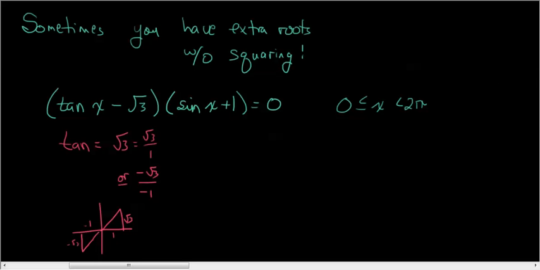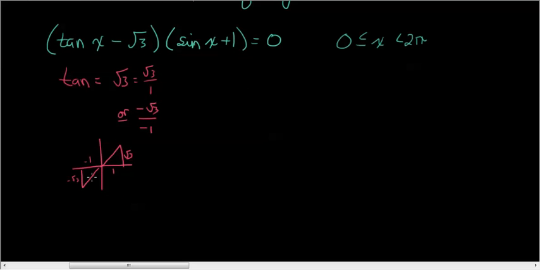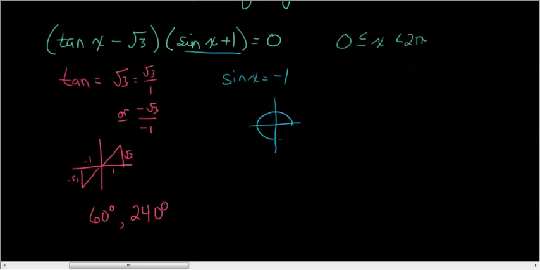Those are the two quadrants where the tangent's positive. Well, that would be 60 degrees, and 60 degrees more than 180 is 240 degrees. So that's this half. Well, then this one is quite simply, when does the sine of x equal negative 1? Right, two things multiplied together to be 0. I kind of skipped that part. Either the first one equals 0, which means tangent x equals square root of 3, or the second one equals 0, which means sine x equals negative 1. Well, the sine is the y value. The y value is negative 1 down here at 270 degrees.